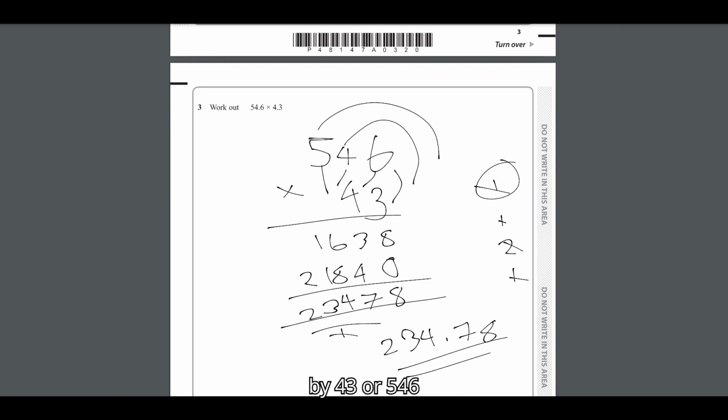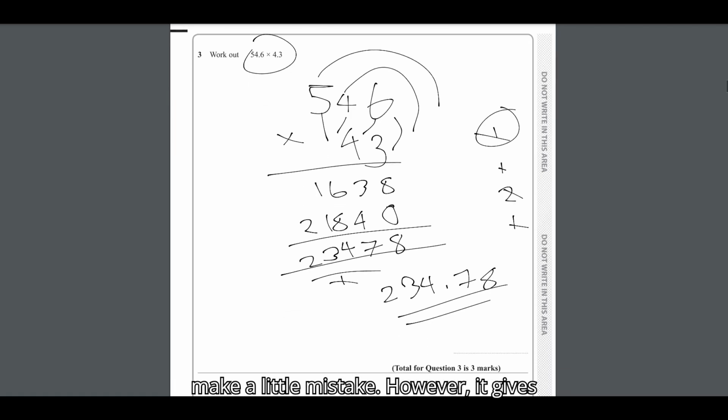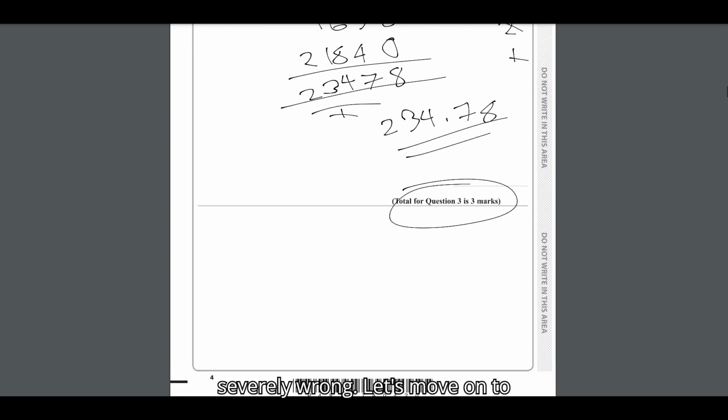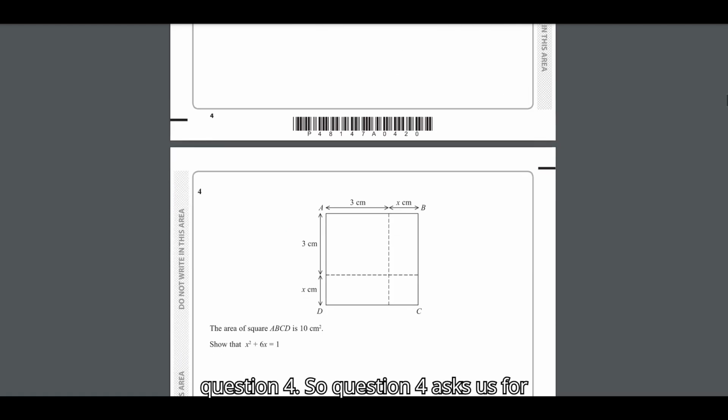You can verify this by dividing 234.78 by 43, or 234.78 by 54.6, but that will be much longer. Essentially, when you look at this question, 50 multiplied by 4 when you round down is going to be around 200. And because we rounded down, the value is going to be less. So if we round up, it will be somewhere roughly around 234, and that's an easy way to verify. It's not always accurate, as you can sometimes make a little mistake. However, it gives you a benchmark of what answer you should get, and you can see whether or not you're severely wrong. Let's move on to question 4.